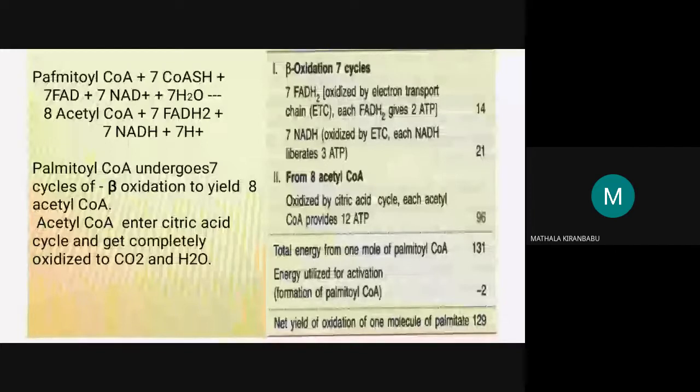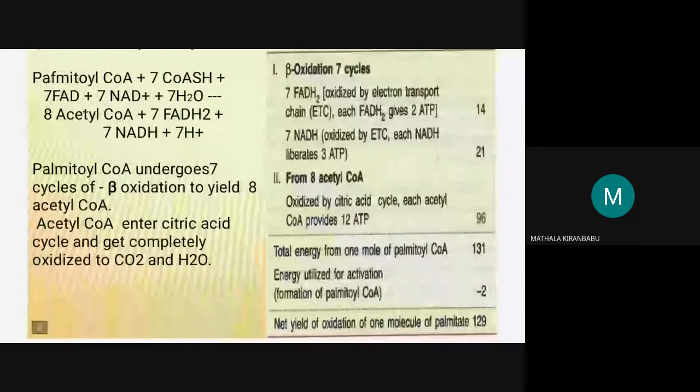Simply write it down. Beta oxidation: 7 cycles, 7 FADH2 is equal to 7 into 2 ATP is equal to 14 ATPs. 7 NADH that equals 7 into 3 ATPs is equal to 21. Next, 8 acetyl-CoAs, each acetyl-CoA gives 12, so 8 into 12 is equal to 96 ATPs. Totally 131 ATPs. Energy used 2, so 131 minus 2 is 129. This is the total ATPs we need. This should be written.